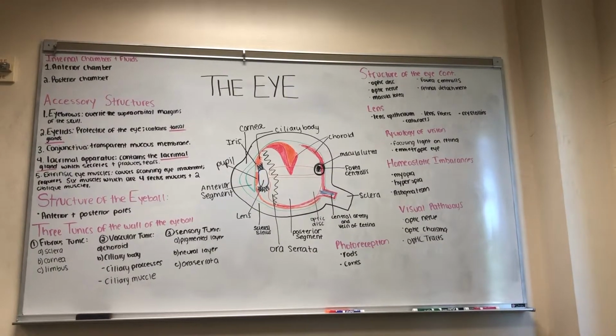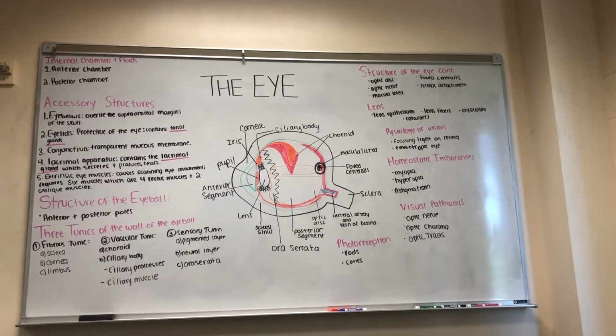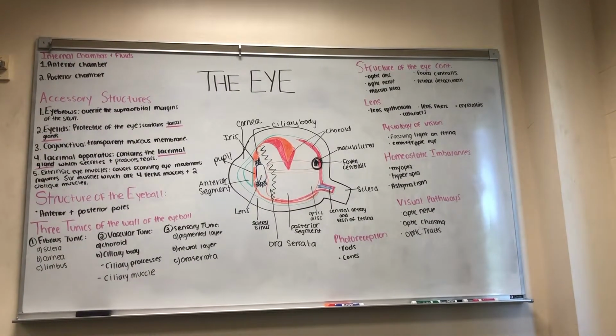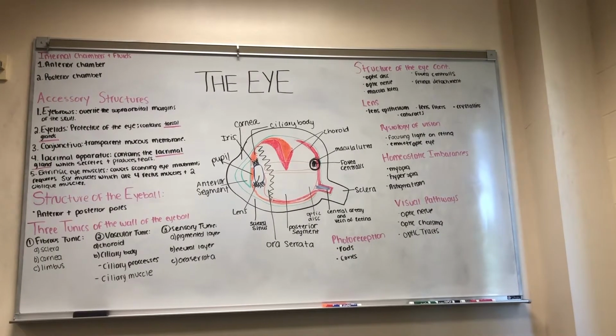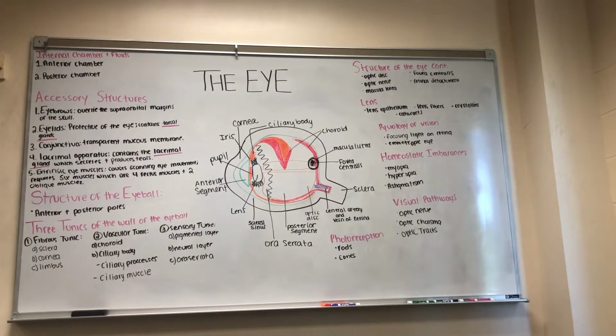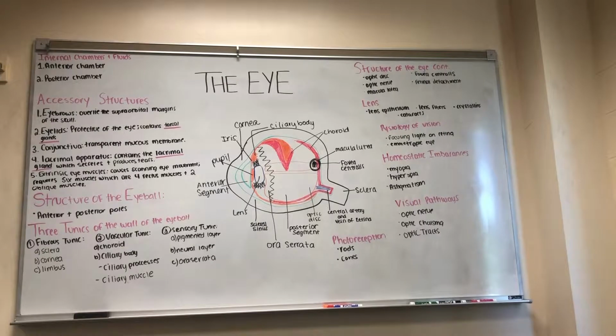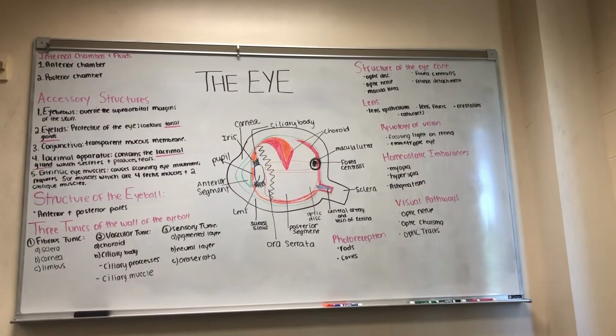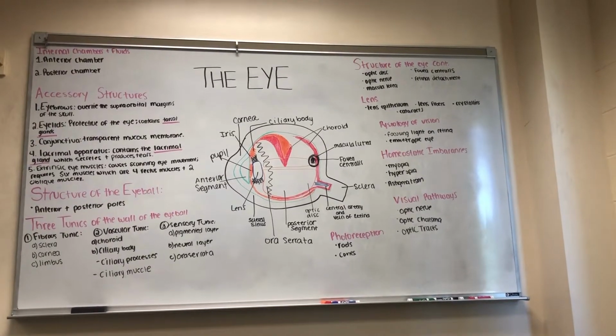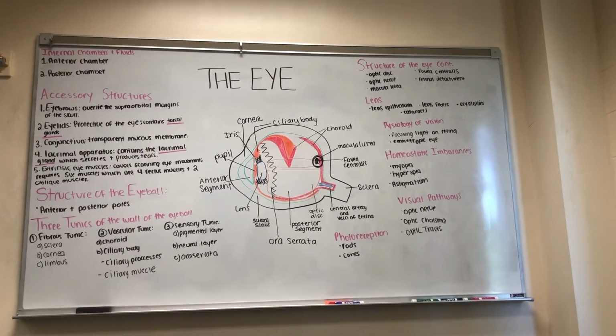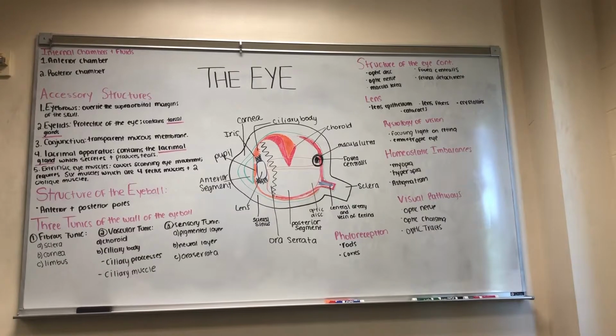Next is the vascular tunic, which holds the choroid. The choroid provides oxygen and nourishment to the outer layer of the retina. It also contains the ciliary body, which has ciliary processes and ciliary muscle. Ciliary processes makes the lens more complex during accommodation, and the ciliary muscle connects the iris to the choroid.